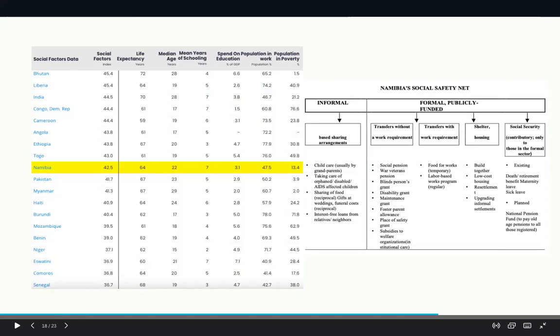And on the right side, we can see how Namibia's social safety net is divided into informal and formal, being formal the one that is publicly funded.